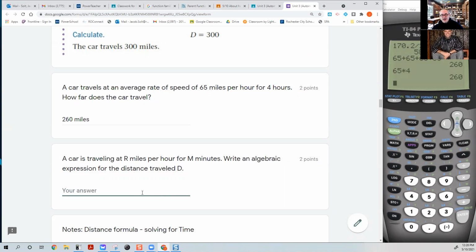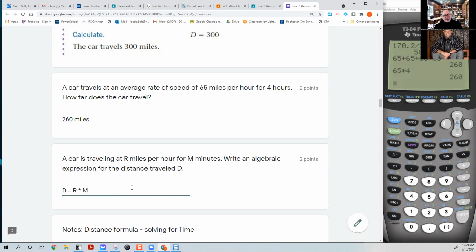I'm looking for an algebraic expression here. We'll start with your formula: D equals R times T. R is miles per hour. T is hours. So let's see. We can leave the D as distance. We can leave the R as miles per hour. But the problem is that putting M in for minutes is not quite enough, because T is time in hours.